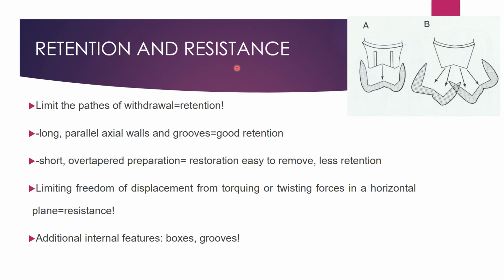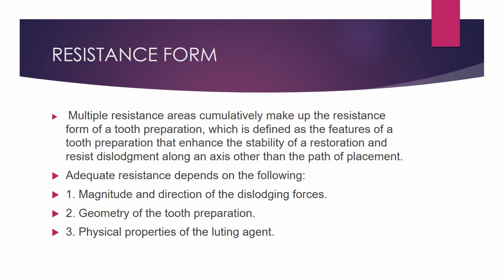So retention resistance continues, guys. So limit of path of withdrawal is known as the retention, guys. So that's what is going to retain the crown, guys. Okay. So in longer prep, there are parallel axial walls and grooves, which causes good retention. In over tapered, it will be short and then it will be less retentive, guys. So limiting the freedom of movement, like I just told you, of displacement from torquing or twisting forces in a horizontal plane is resistance, guys. Additional internal features like boxes and grooves can be given.